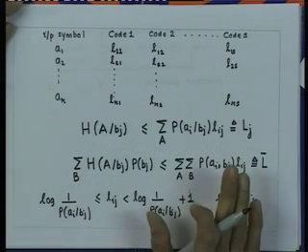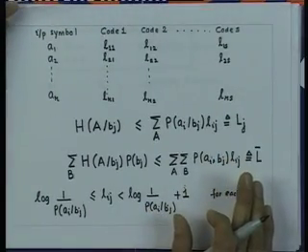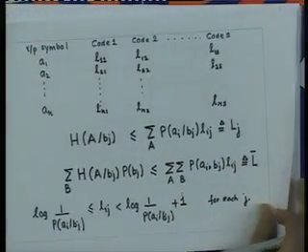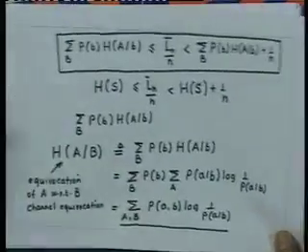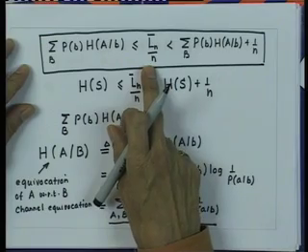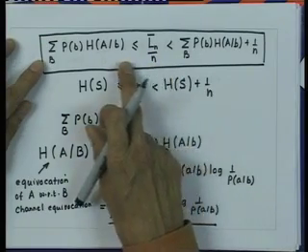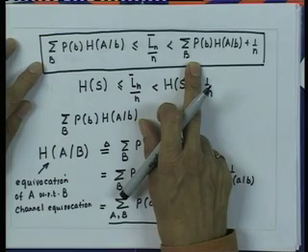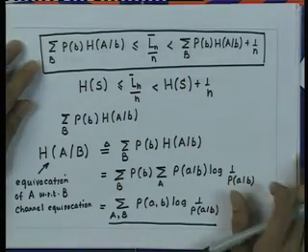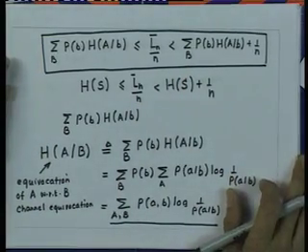So, it follows that the earlier relationship which we had derived is valid only for instantaneous codes, unlike Shannon's first theorem, which applies to all uniquely decodable codes.